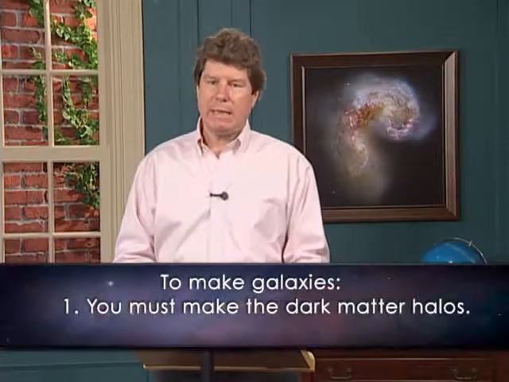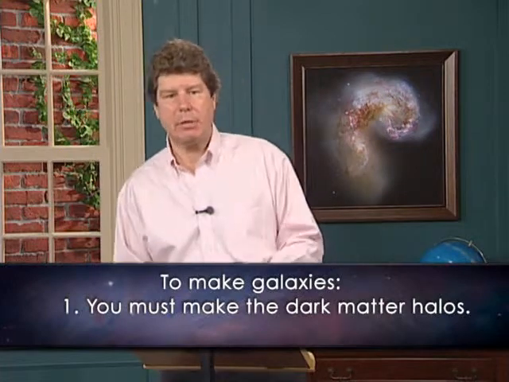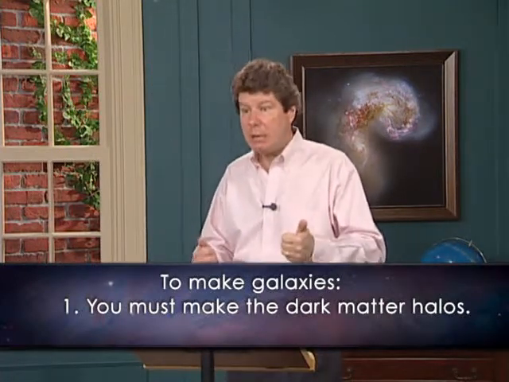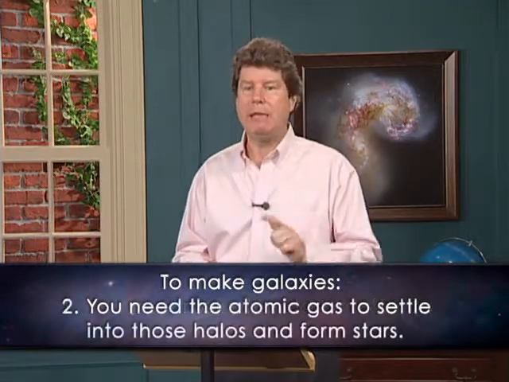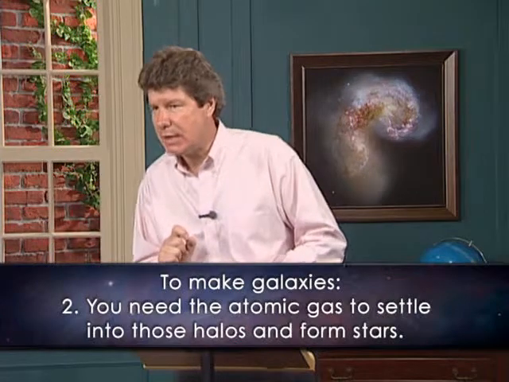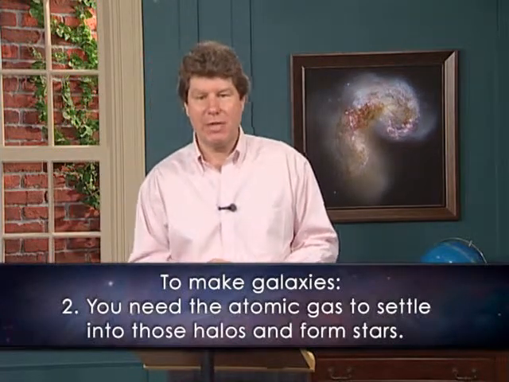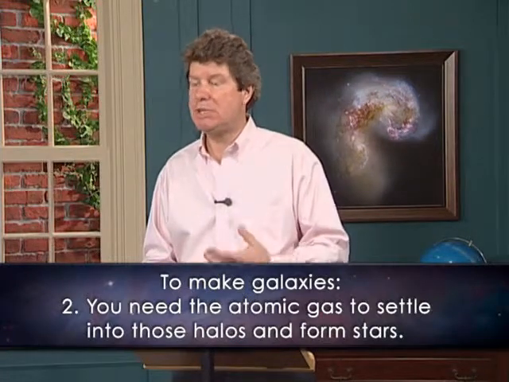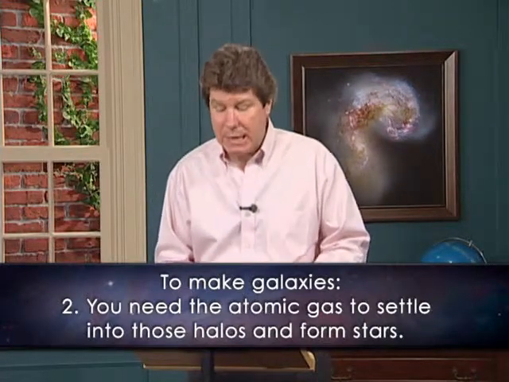So we're beginning to get the picture here. To make galaxies, two things must happen. First, you must make the dark matter halos. That's okay, we understand that. But then you need the atomic gas to settle into those halos and form stars. And that step isn't straightforward. It's vulnerable to several processes that can inhibit it.